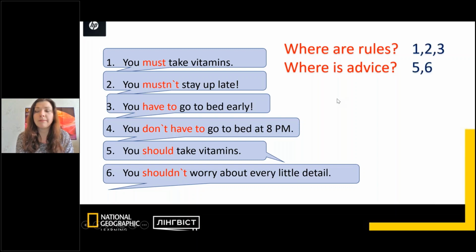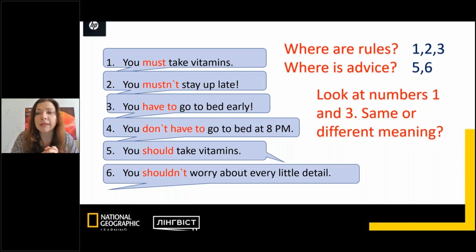All right, so here are the suggested answers. The words must, have to, and mustn't show us that this is a rule. Yeah, it's important to listen to this statement. When we hear advice, we can use the word should or shouldn't, right? You can advise to do something or not do something. You should take vitamins. You shouldn't worry about little details.